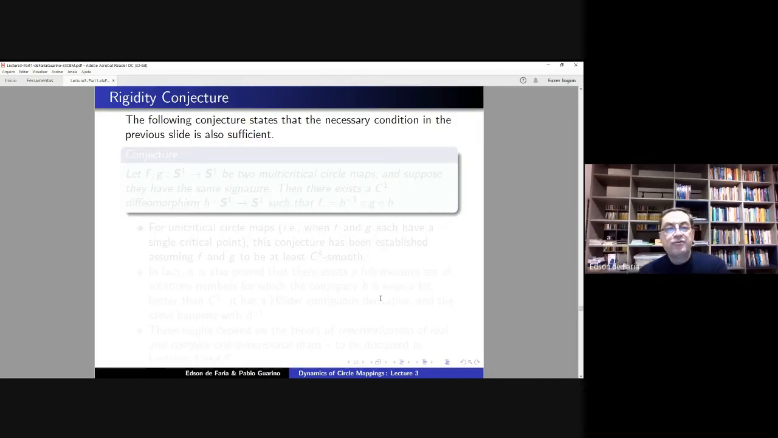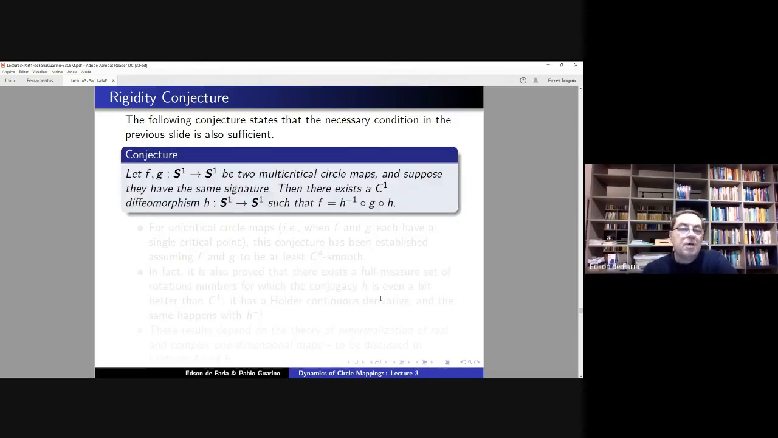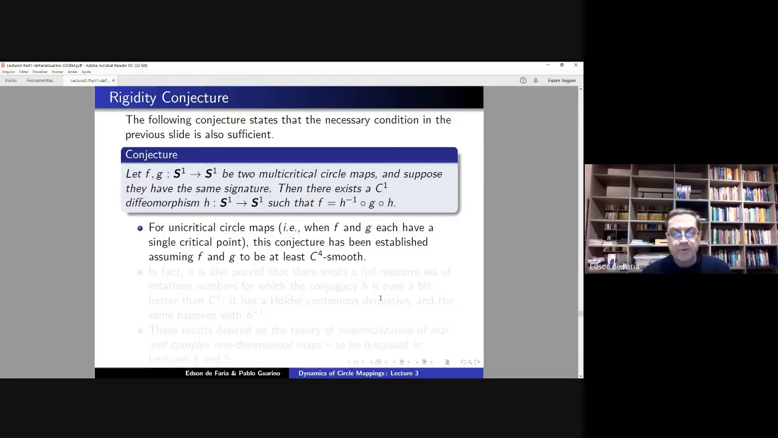Now, there is a conjecture, a rigidity conjecture, which essentially says that this necessary condition is also sufficient. So in other words, if you have two multi-critical circle maps and they have the same signature, then they are C^1 conjugate. They are conjugate by a C^1 diffeomorphism. That's a conjecture. For an arbitrary number of critical points, this conjecture is still open. For unicritical circle maps, the conjecture has been essentially solved, except that one needs to assume a little bit more smoothness than C^3. One needs C^4. Pablo is going to talk about these results in his lecture, next lecture.